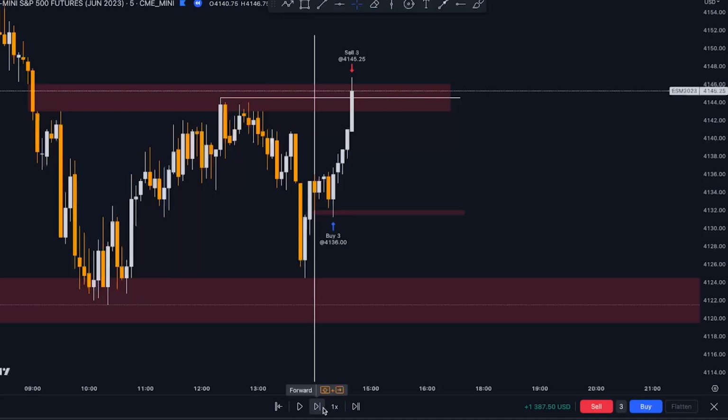ICT himself told us that this is the only strategy you will ever need. Now, it's not easy to learn. It's hard. It will take time. You will need to backtest a lot. But it for sure has a high win rate.